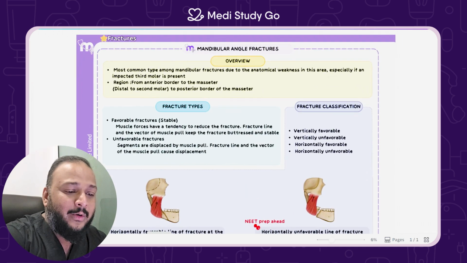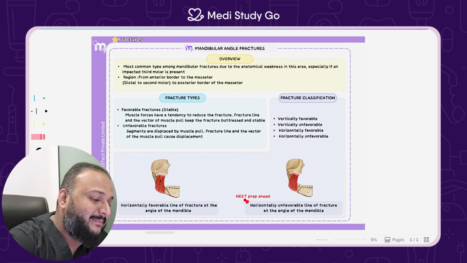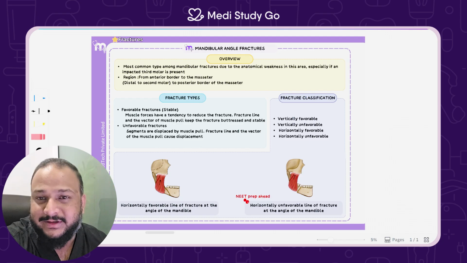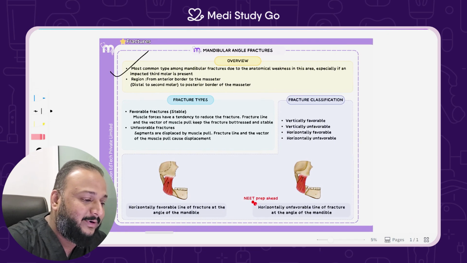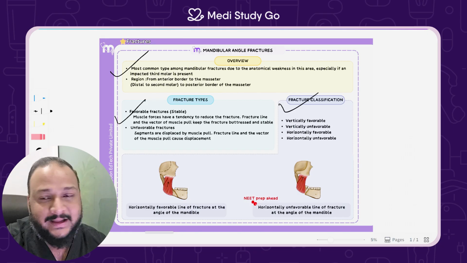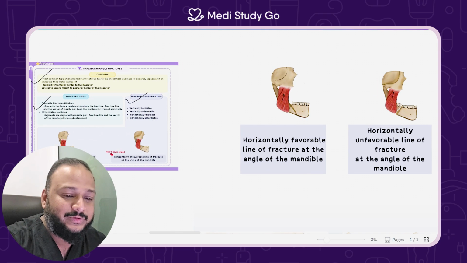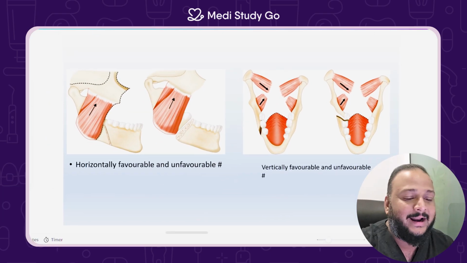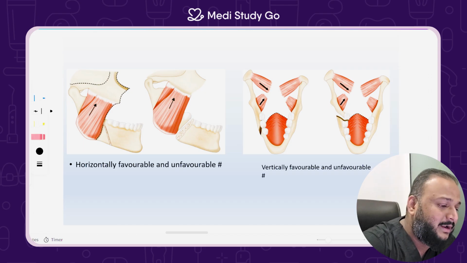Alright, so now welcome to the overview of mandibular angle fractures by Medi Study Go. Every detail that I'm going to mention in this part of the story is given over here. An overview of the mandibular angle fractures, fracture types, and fracture classifications are given right over here for your revision. My job over here is to explain to you what a vertically favorable and unfavorable and a horizontally favorable and unfavorable fracture looks like.